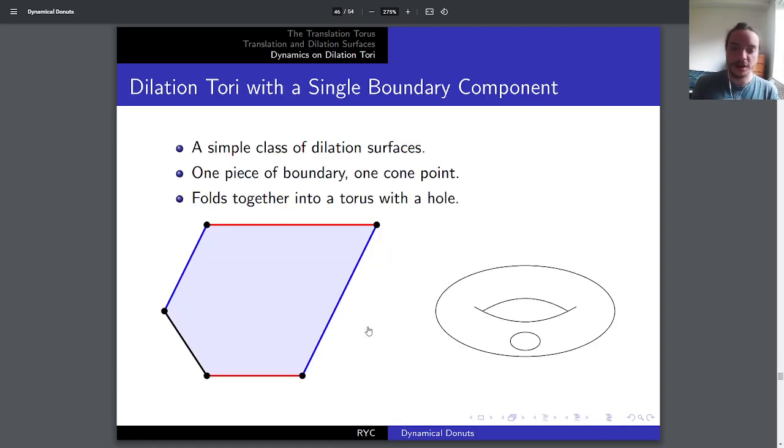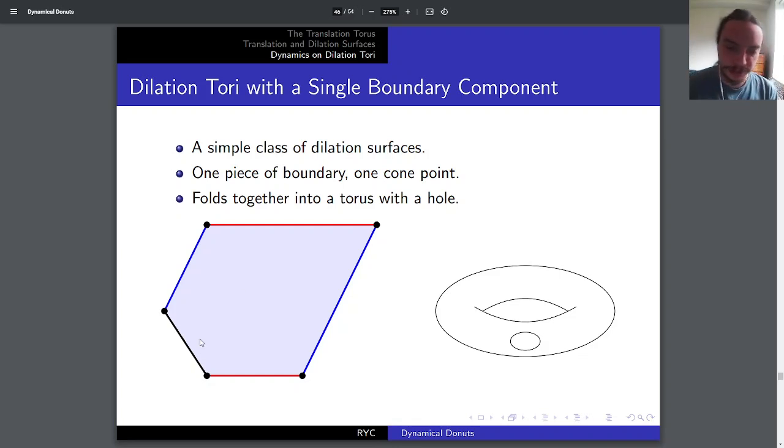Okay. So what do I mean when I say a dilation torus? This is kind of a simple class, a simple collection of dilation surfaces. And each dilation torus has one piece of boundary. Okay. So I'll say what that means in a sec. And it means it has one cone point. So all these points are going to fold together into one point. That point is going to have angle 3 pi. And if you fold everything together, you're going to get kind of a torus like this, but it's going to have a hole in it. And that hole right there corresponds to the black side. Okay. So this is what the boundary is. It's kind of a missing piece of our surface.